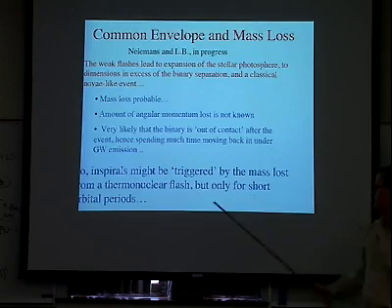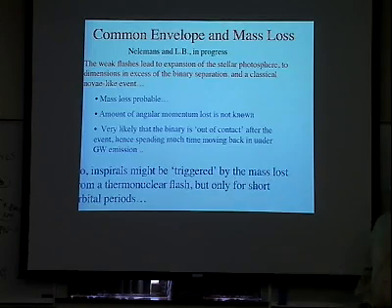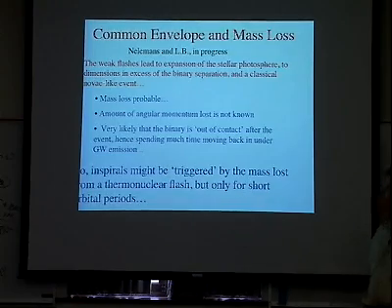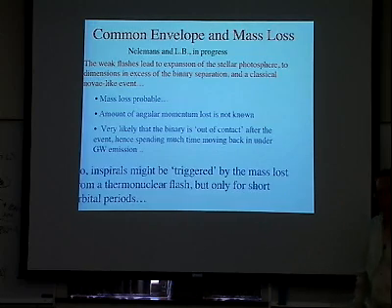So we think that the in-spiral phase is probably triggered by the mass loss from the last thermonuclear flash. But this is only true for the orbital periods where we can have active flashing. For long orbital periods, you can't have it.